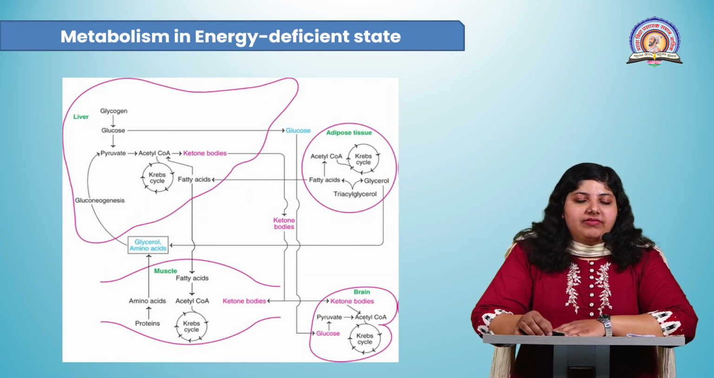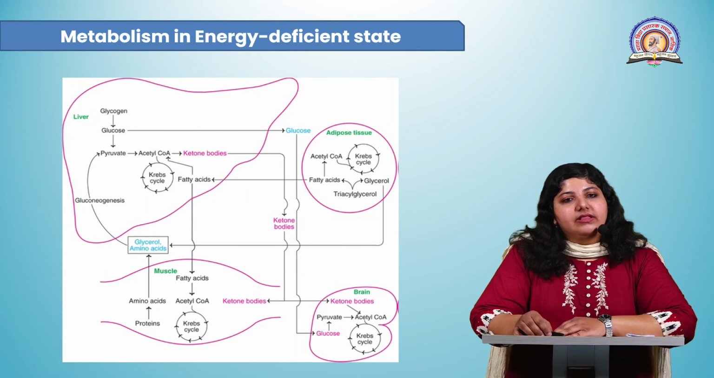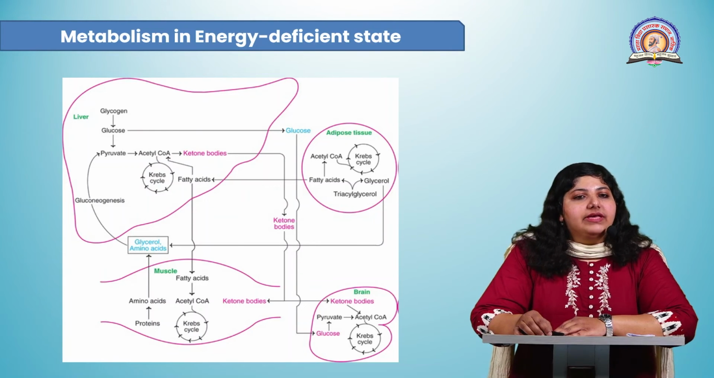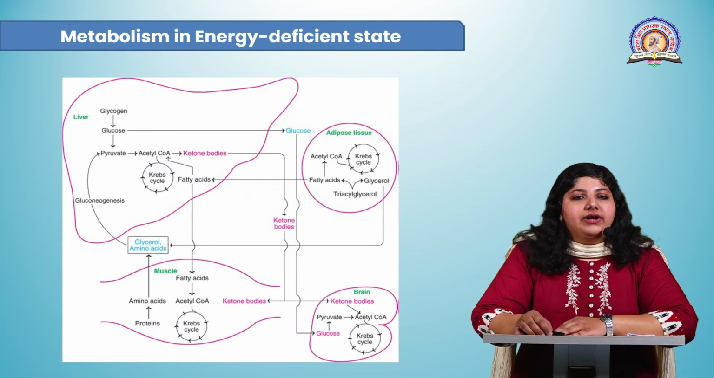Suppose we start with the liver: whatever glycogen is present in the liver is broken down to glucose. This glucose is released so that it can be utilized by the brain to continue its functioning. In the liver, glycogen is broken down to glucose. This glucose is converted to pyruvate, pyruvate to acetyl CoA, and acetyl CoA can also be converted to ketone bodies.